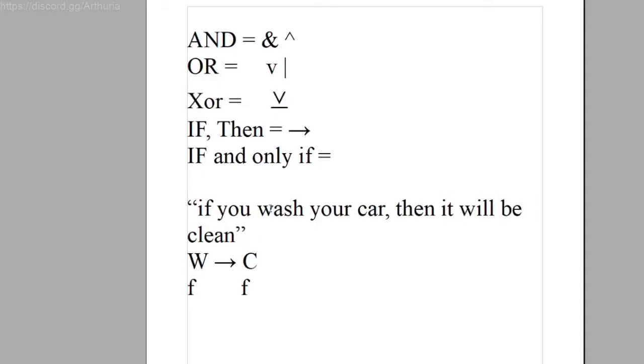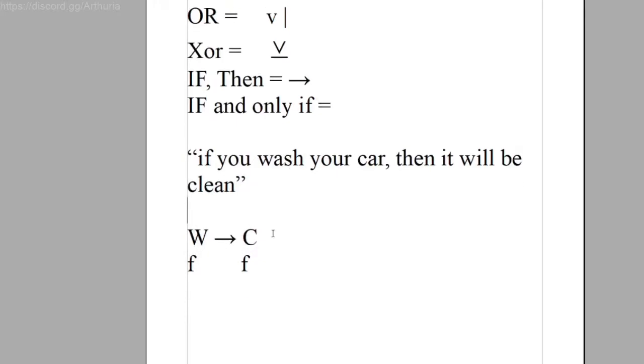Okay. So the way to think about this is this if-then statement, right? This is you washing your car, when it's false. My if hasn't kicked in, right? All I'm saying here is in all the worlds where you do wash your car, it has to be clean. If you don't wash your car, I'm not on the hook. It could be clean or not.